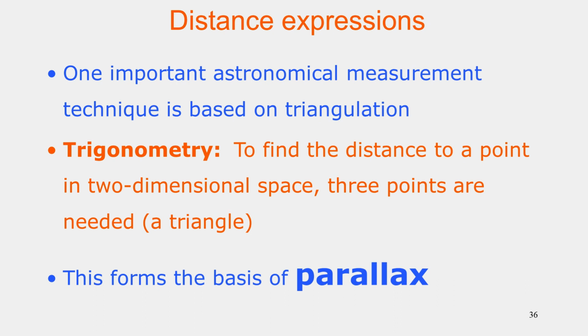Distance expressions. Before the speed of light was a well-constrained parameter, astronomers developed many methods to measure and express distance that is still used. One important astronomical measurement technique is based on triangulation, trigonometry, to find the distance to a point in two-dimensional space. 3 points are needed using a triangle. This forms the basis of parallax.